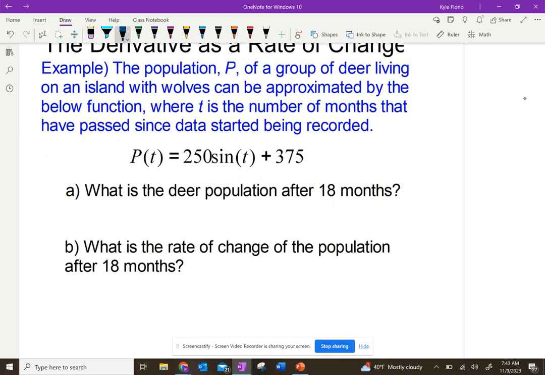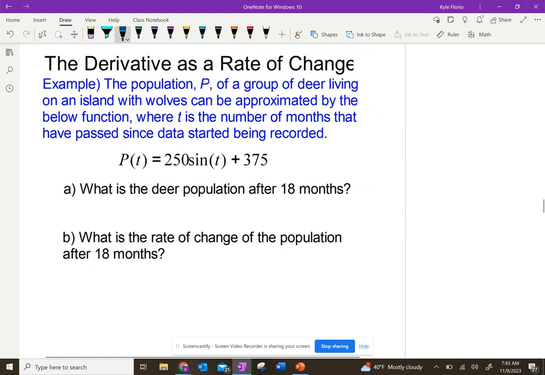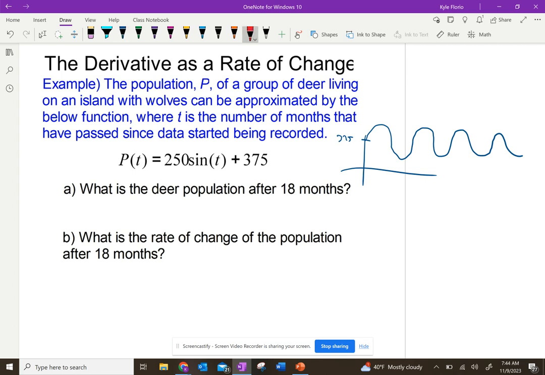One thing you might be asking yourself is, why is a deer population model involving a sine function? So the 375 is going to kind of start it up here. 250 is going to be like the amplitude, so it's going to go within 250 above and 250 below that. But why would a deer population look like that? One thing to think about is the more food, the more they populate, the more they repopulate, the higher the population is going to go.